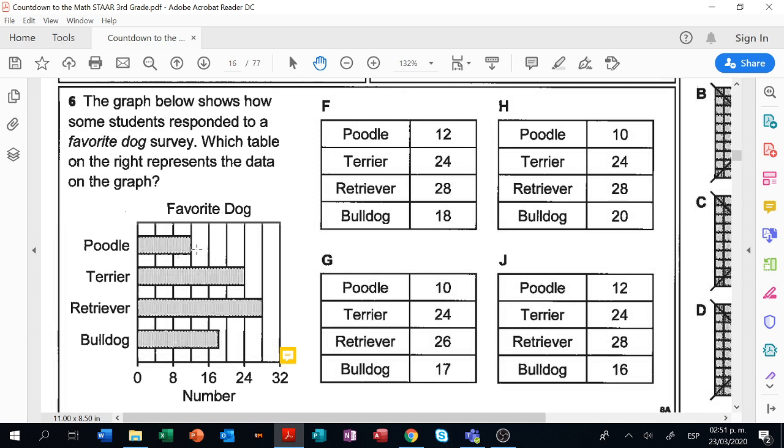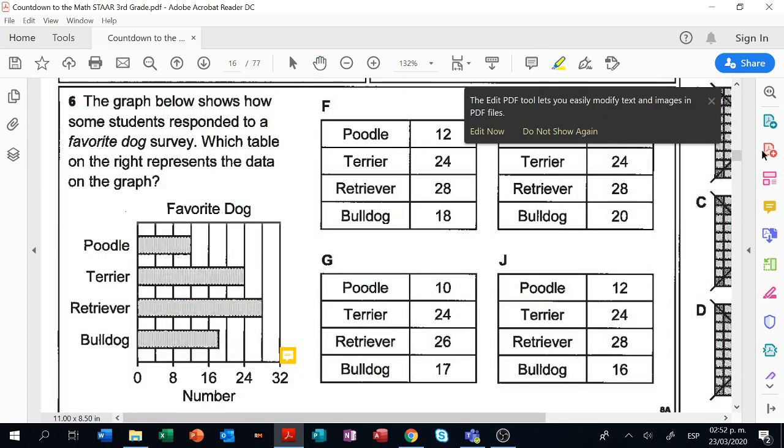This should be 12. This one should be 24. This one should be 28. And this one, as we just said, that should be 18. Once you have your numbers ready, now let's compare with the answers we have here. Let's check letter F first. Poodle 12. That's correct. Let me put some highlighter here.